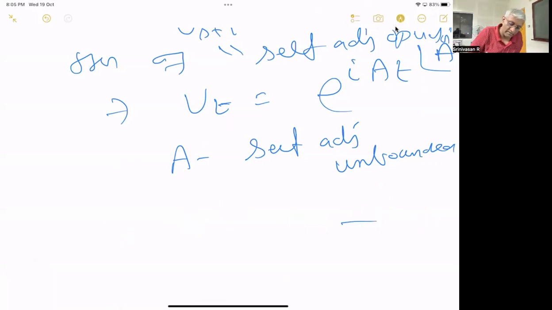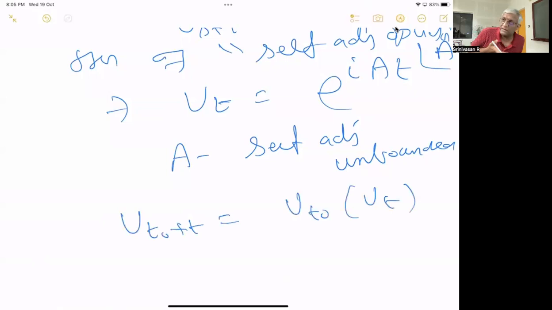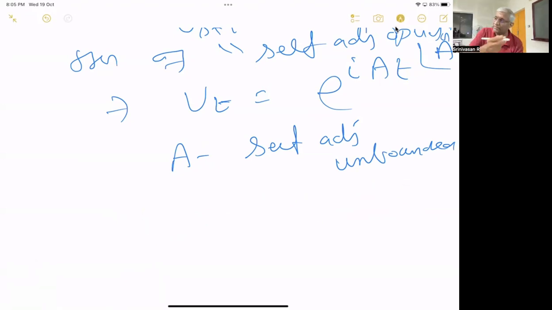So you have to study unbounded operator theory. U T is a one parameter group, so it depends on continuity. The nice thing is, if it is continuous at zero, it is continuous everywhere. That is because U of T naught plus T is just U T naught times U T. If U T n converges to 1 as T n goes to 0, then U of T n plus T naught will converge to U T naught. So it's enough to consider any one point.